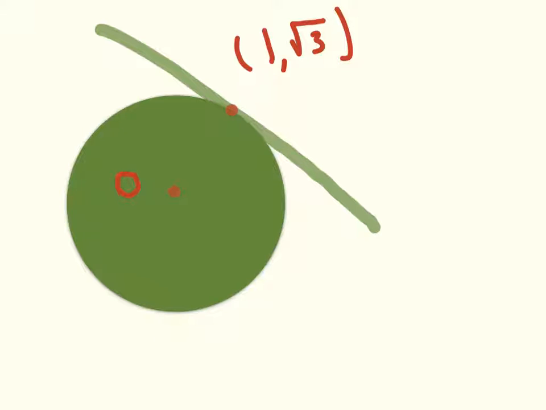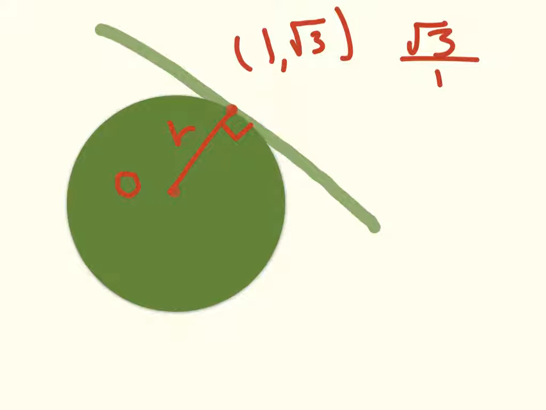Okay, first let's work with regular tangent lines. Let's say we have a circle that's centered at the origin and has a tangent line where the point of tangency is at (1, square root 3). And we want to find what the equation for that tangent line is going to be. The first thing we have to do is find the equation for the radius that's perpendicular to the tangent line. And to do this, it's pretty easy since we know that it goes from the origin, (0, 0), to (1, square root 3). So the slope is just going to be square root 3 over 1.